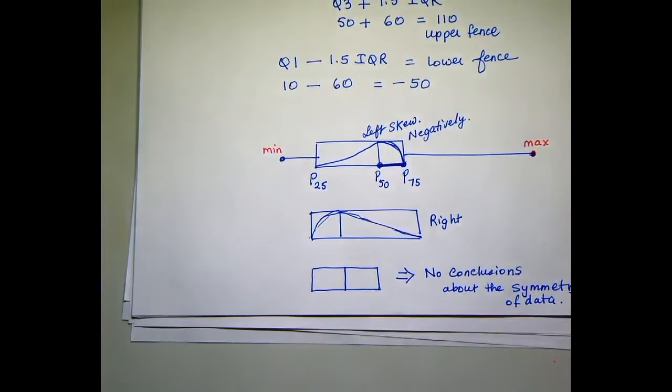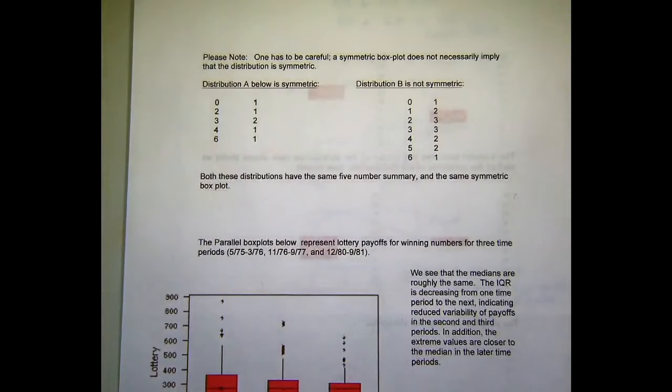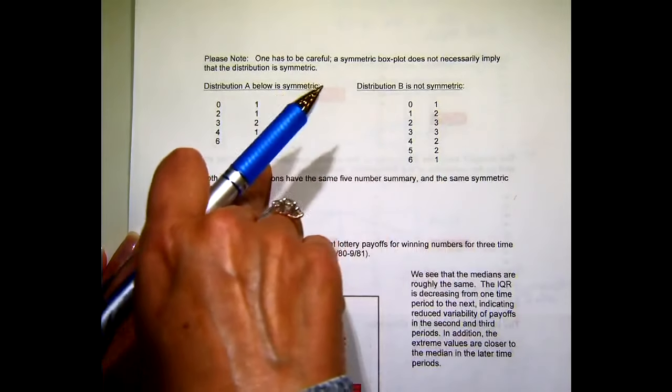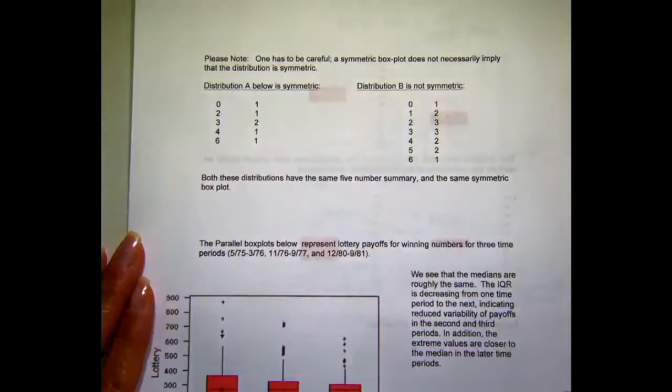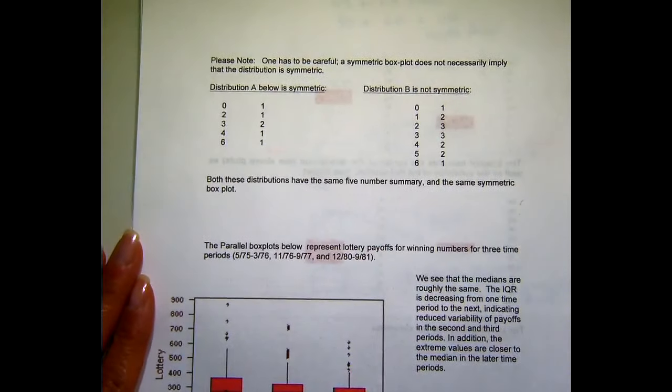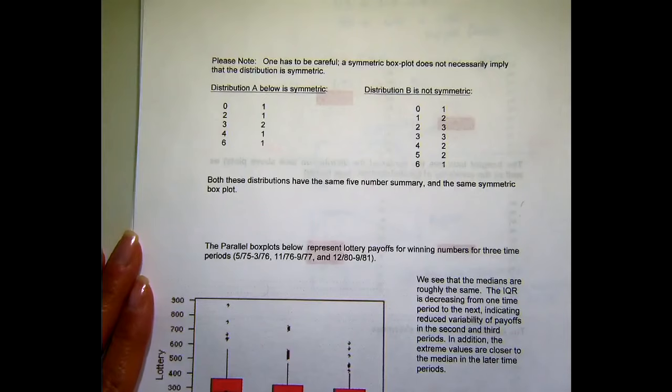But if your data is symmetric, your box plot will always be symmetric. So that stuff is on page 31, at the top of page 31. Both the distributions have the same 5-number summary and the same symmetric box plot. This one is asymmetric and this one is symmetric. It's just trying to make a point that when you see a symmetric box plot, it doesn't mean that the data was necessarily symmetric.